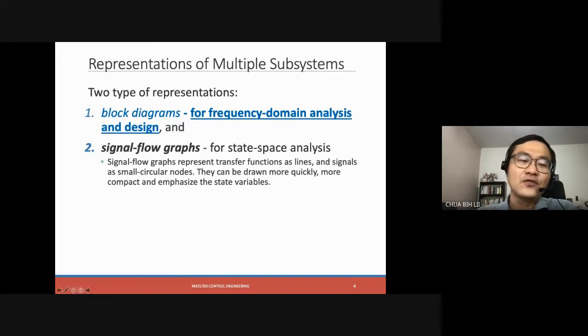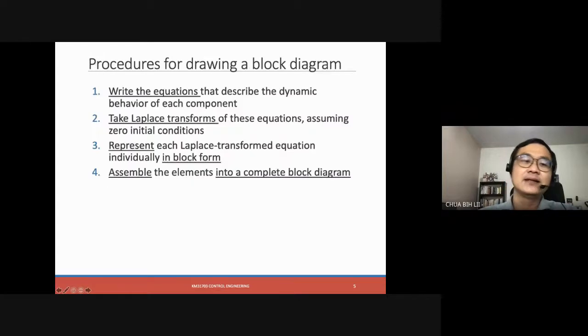Okay, signal flow graph, I may not cover it because in the later part we may not use it, unless I cover another technique which you apply using the signal flow graph. Okay, so our main focus would be the block diagram, which is for the frequency domain analysis as well as design. Okay? Drawing the block diagram is like the basics of statics or dynamics, drawing the free body diagram, right?